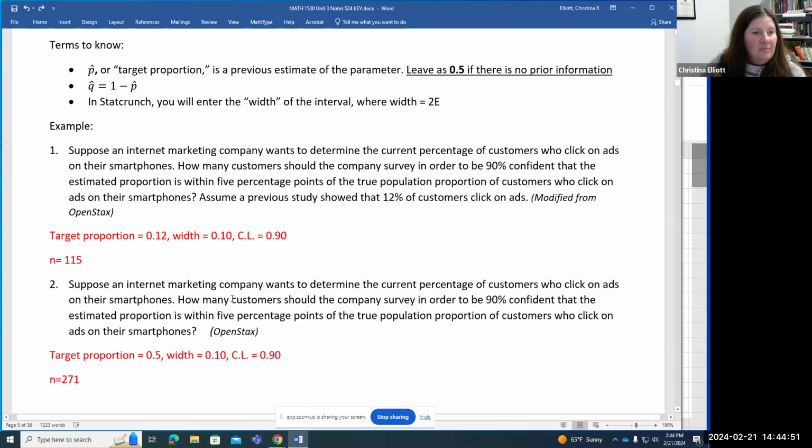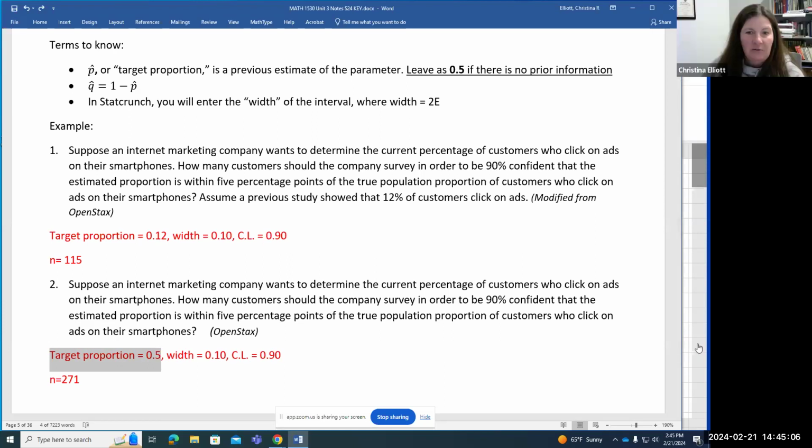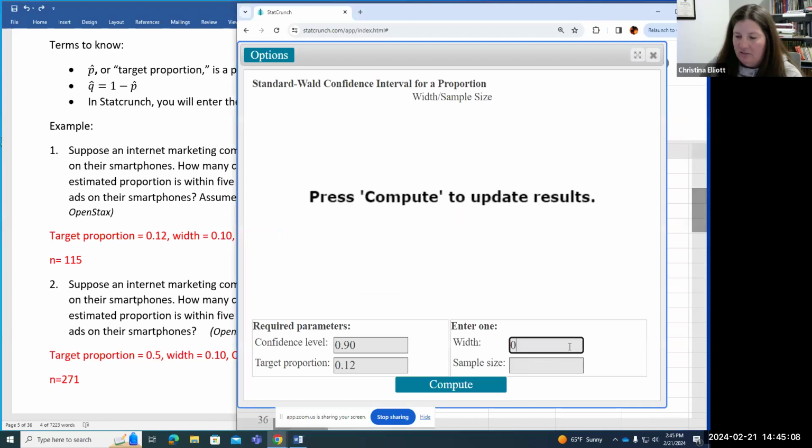So, this is the same question, except I don't have a previous study. And so I would leave the target proportion as 0.5. Right. We have to assume half would say yes, half would say no. So when I change this back here, I would leave this target proportion instead of putting in the 12% because I don't have a previous estimate.